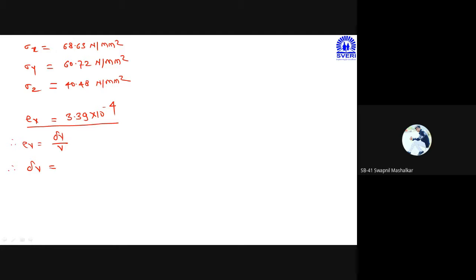190 into 65 into 65. Others, please do the calculation. 272.66 mm cube. This is the change in volume.